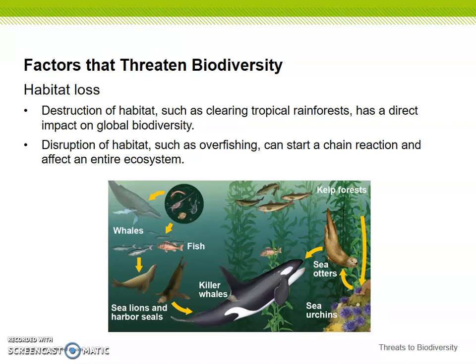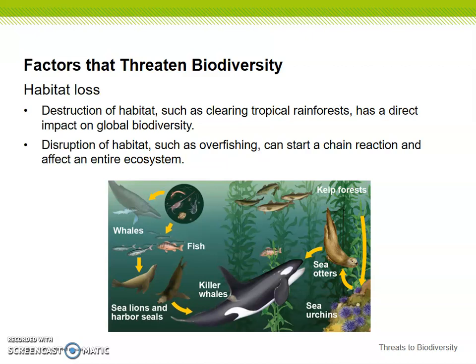Also, disruption of habitat, such as overfishing, can start a chain reaction and affect an entire ecosystem. So you'll notice that fish are kind of the bottom, not the absolute bottom, but near the bottom of the food web, of the food pyramid in the ocean. So if we fish too much, if we remove too many of those from the environment, it's going to have an effect on the sea lions, which eat them. And then an effect on the killer whales that eat the sea lions and the seals that eat the fish.